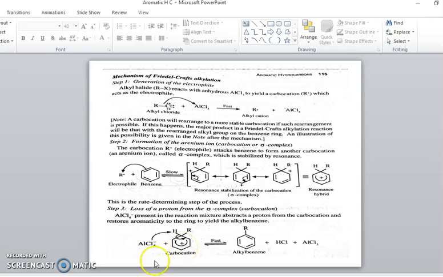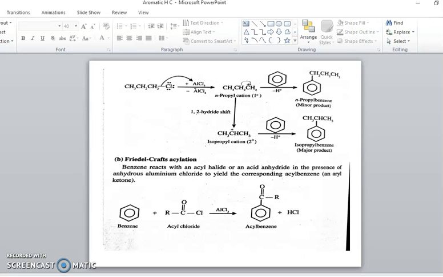And finally, the AlCl4- will abstract a proton so that the excess electron will be shifted to the benzene ring, and you will get the final product alkyl benzene. And this is the reaction called the Friedel-Crafts alkylation. Now we will go to the reaction called the Friedel-Crafts acylation.